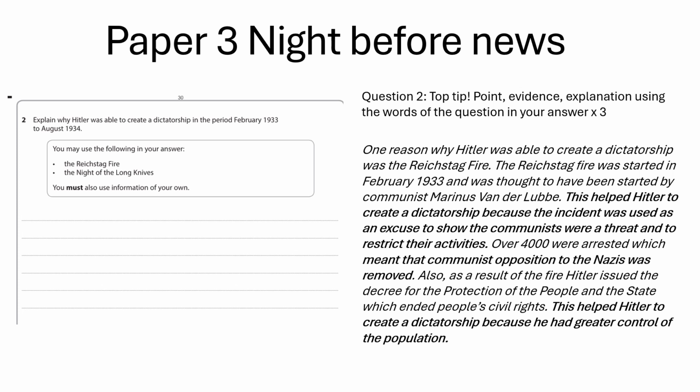So the question is, explain why Hitler was able to create a dictatorship in the period February 33 to August 1934. And if you look at the sections in bold, we have this helped Hitler to create a dictatorship because. This helped Hitler to create a dictatorship because. So just make sure that you are linking whatever facts you use back to the question.